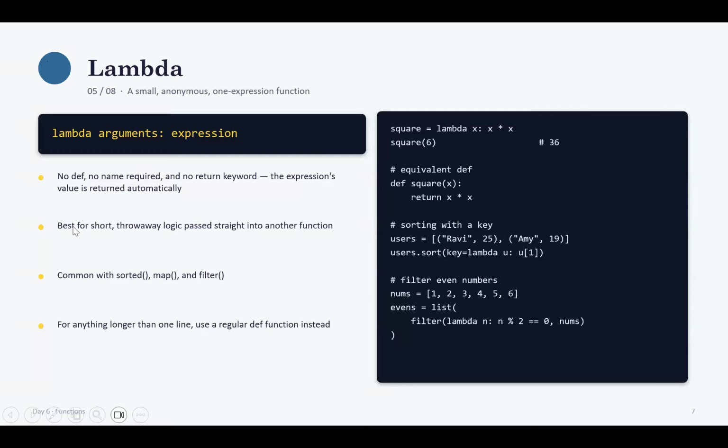A lambda is best for throwaway logic passed straight into another function. You can use the same square in any other function too, because it is not used inside any one function. So the scope of this one is actually outside any other function. If any function can be condensed into a single line, go for the lambda function.